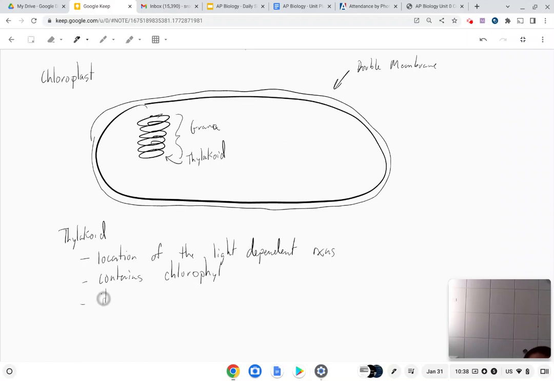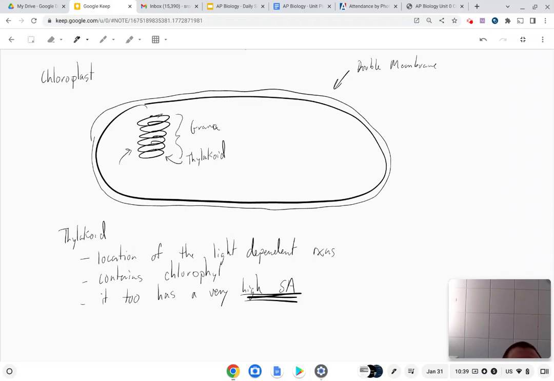It too has a very high surface area, right? If you look at the structure here, you've got all these folds, all these folded membranes, and that has the effect of increasing the surface area. And of course, that's just another way of increasing the efficiency of these reactions, right? You've got more surface area, so you've got more room to put the proteins and catalyze the reactions.